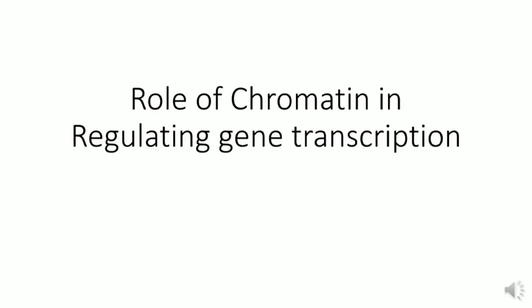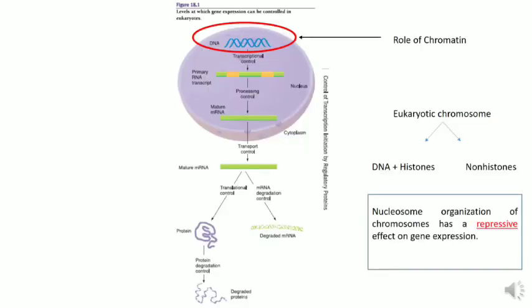So please open your book page 529 and we will start by the paragraph entitled The Role of Chromatin in Regulating Gene Transcription. As we learned in chapter 2, we all know that the eukaryotic chromosome consists of DNA complexed with histones and non-histone proteins. If you remember, guys, in the first part of chapter 18 I told you we have different levels in eukaryotic cells where you can regulate the gene expression.